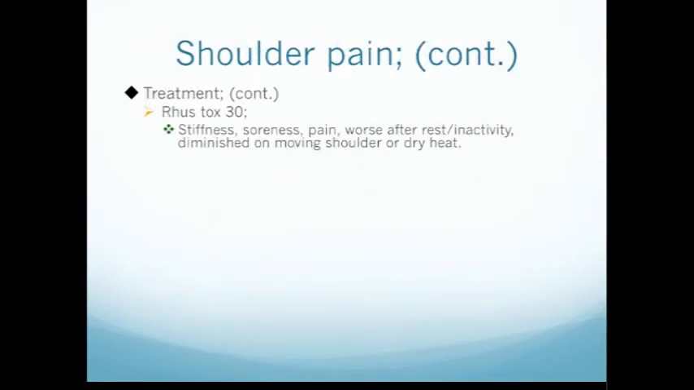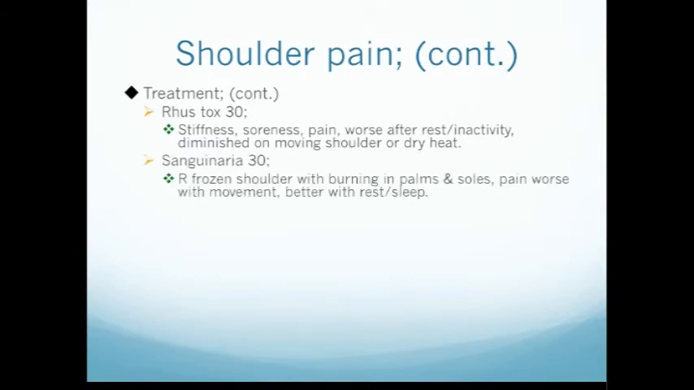Rhus tox 30 is helpful for those with stiffness, soreness, pain that's worst after rest and inactivity, diminishing on moving the shoulder or with dry heat. Sanguinaria 30 is useful for right frozen shoulder with burning in the palms and the soles. Pain may be worse with movement, but better with rest and with sleep.